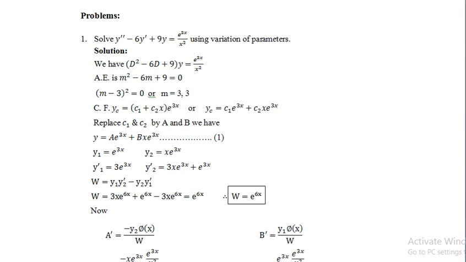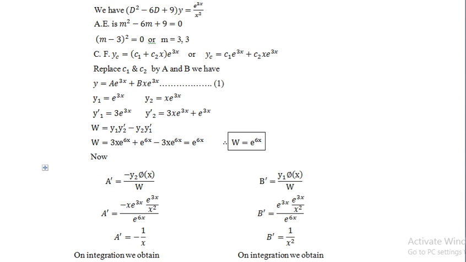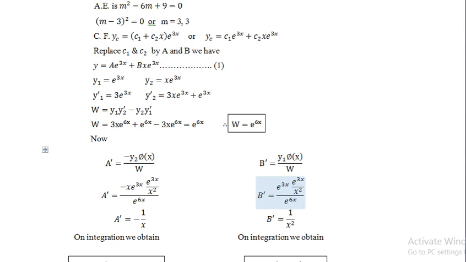into e to the power 3x, 3 e to the power 3x, that is 3x e raised to 3x is e raised to 6x. So plus 3x e to the power 6x and minus 3x e to the power 6x cancelled out. So the remaining term is w equal to e to the power 6x, and here w is not equal to 0. So now we are using the formula of a dash and b dash here.